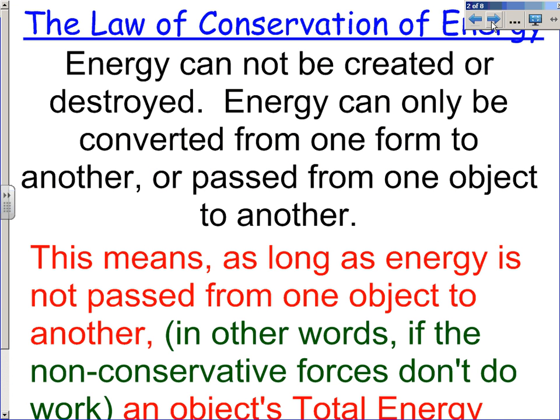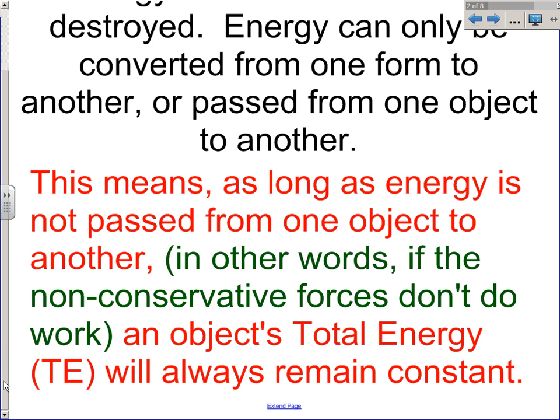So here we go. Law of conservation of energy. This is the same as was in the last video. Energy cannot be created or destroyed. It can only be converted from one form to another or passed from one object to another. So what that means is, as long as energy is not passed from one object to another, in other words, if the non-conservative forces don't do work, then an object's total energy will always remain constant. That's what we learned in the last video.